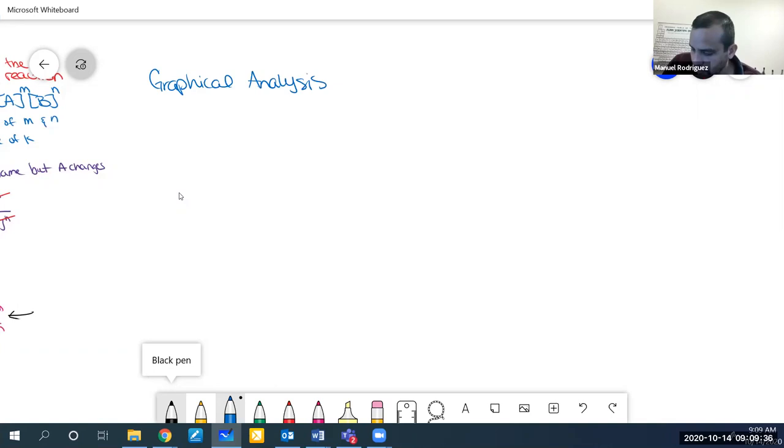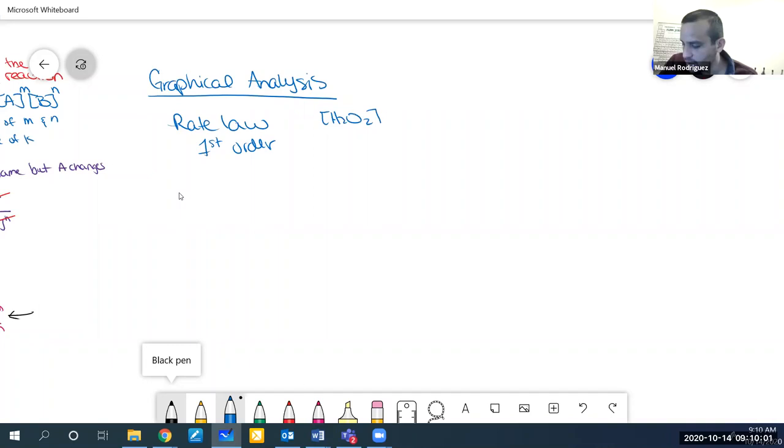So I'm not going to spend a lot of time talking about where these things come from, but in general, let's say I have a rate law that is first order. And my reaction is, I'm going back to my peroxide reaction. If the rate law is first order, that means that R will equal K times the concentration of A to the first power.